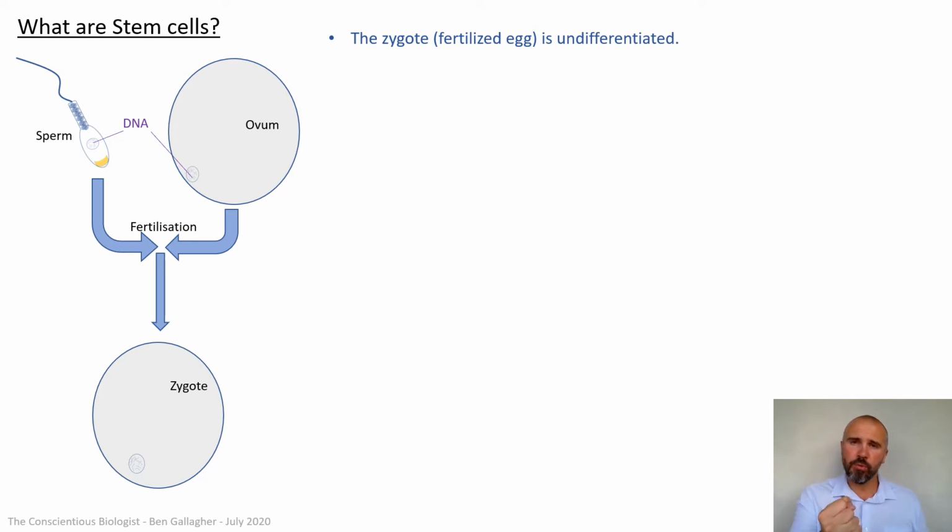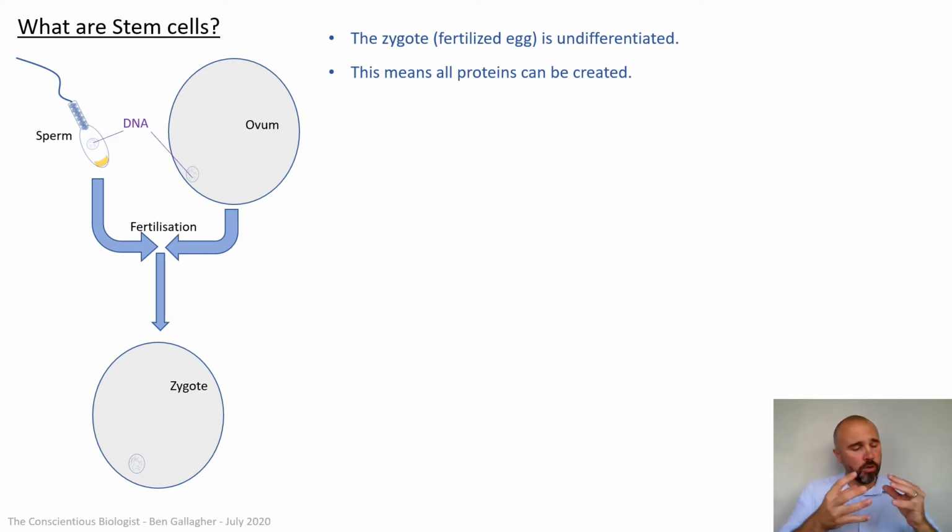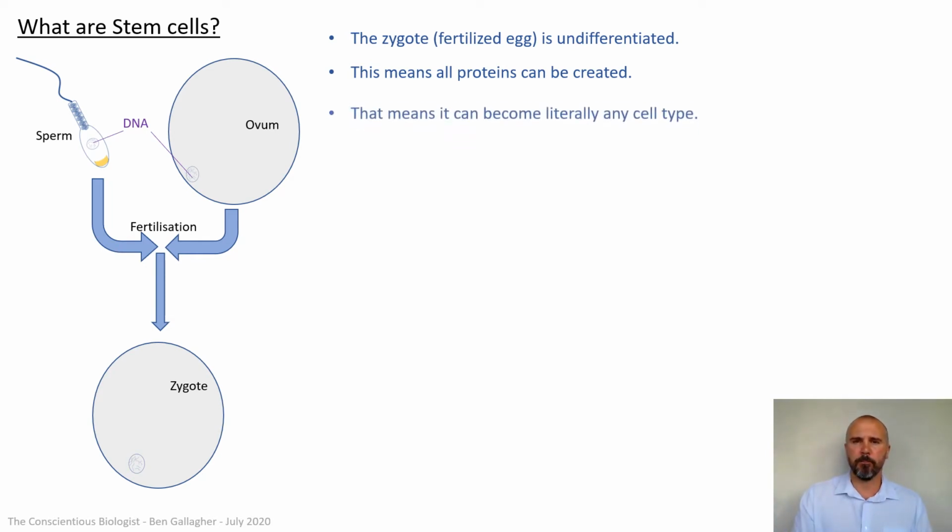Now, the really important thing is that that cell is undifferentiated. What that means is all of the proteins can be created. If you think back to cells 2 on differentiation, we talked about DNA being wrapped up so that it can't be read, and that's how a cell differentiates. Well, in the zygote, all of the DNA is nice and open, it's all readable, so everything can be made. That cell can become everything.